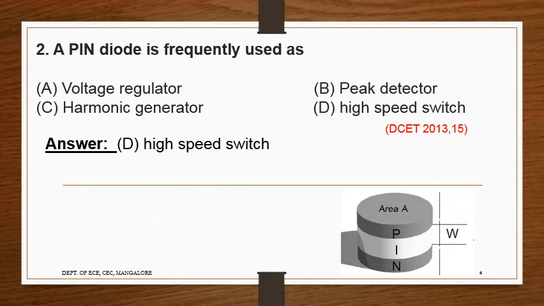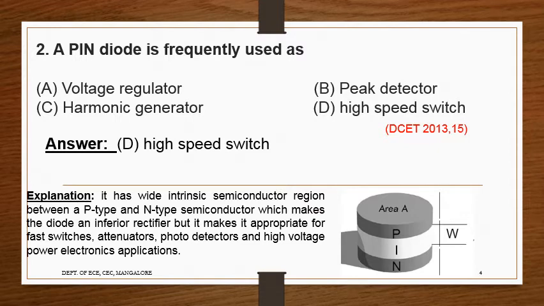Why is it that the PIN diode is frequently used not as a voltage regulator, not a peak detector, not a harmonic generator, but a high speed switch? The answer is that it has a wide intrinsic semiconductor region between the P and N semiconductors, which makes the diode an inferior rectifier but makes it appropriate for fast switches, attenuators and photodetectors, and high voltage power electronic applications.